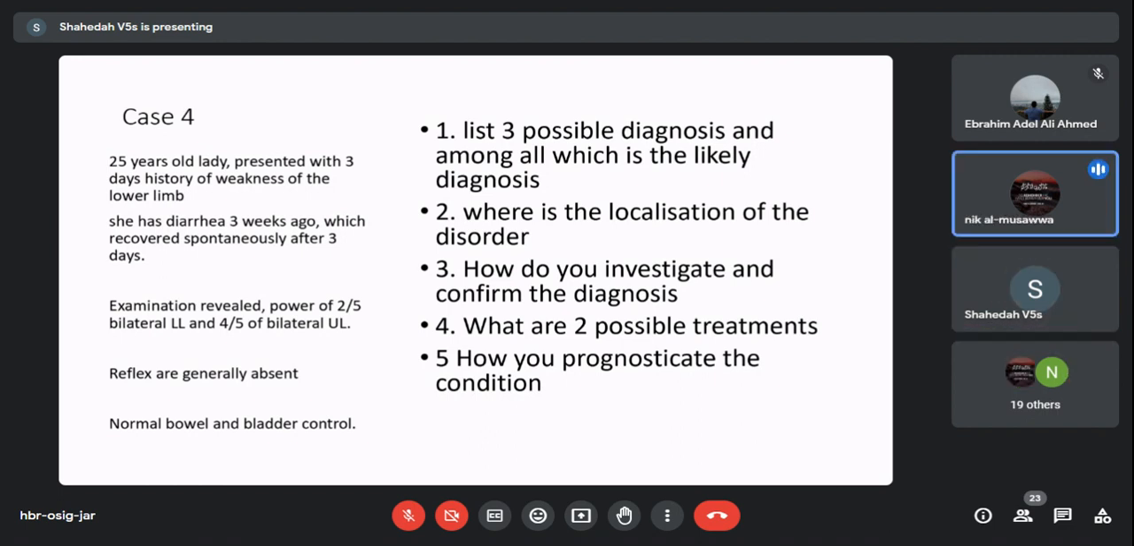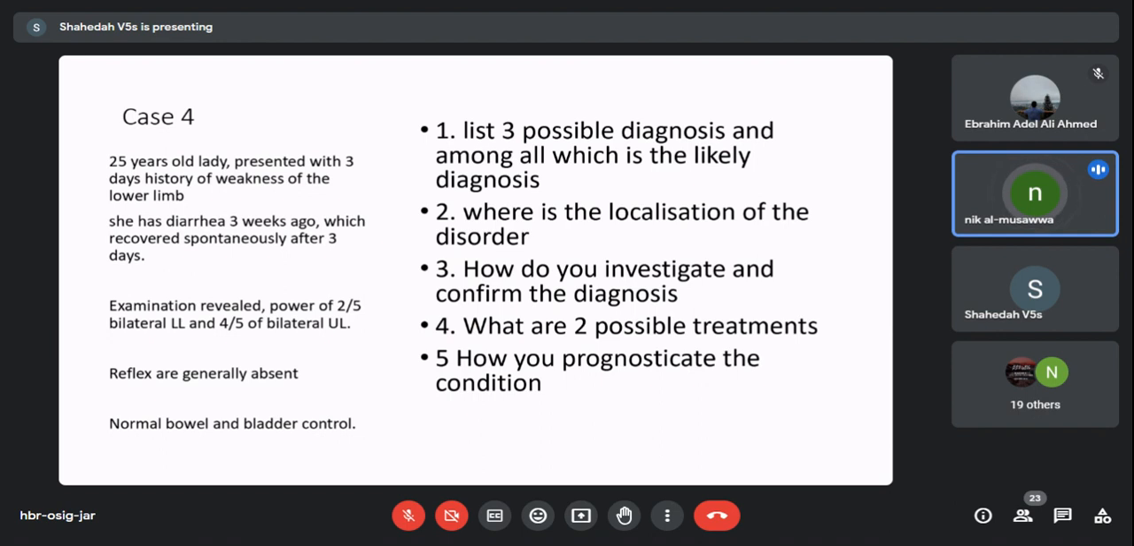Okay, a 25 years old lady presented with 3 days history of weakness of the lower limb. She had diarrhea 3 weeks ago, which recovered spontaneously after 3 days. Examination revealed power of 2/5 in bilateral lower limbs and 4/5 in bilateral upper limbs. Reflexes are generally absent and there is normal bowel and bladder control. So what is the possible diagnosis, number one? And then what's the differential that you can think of?